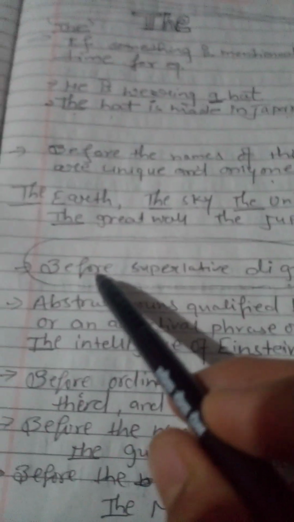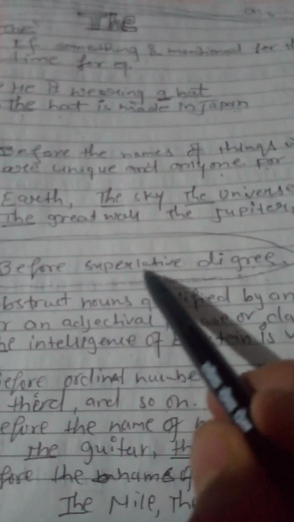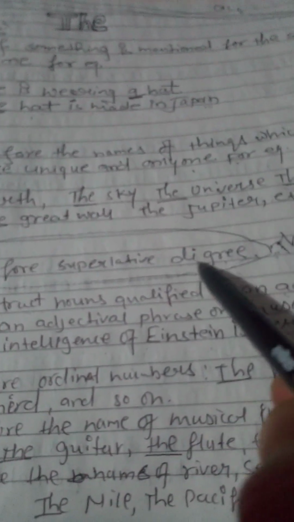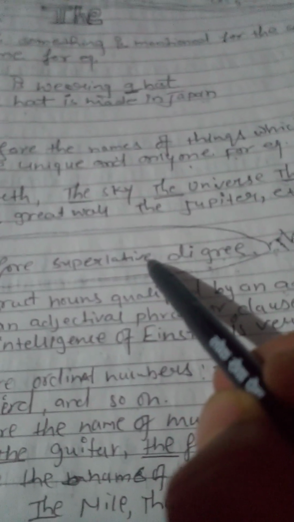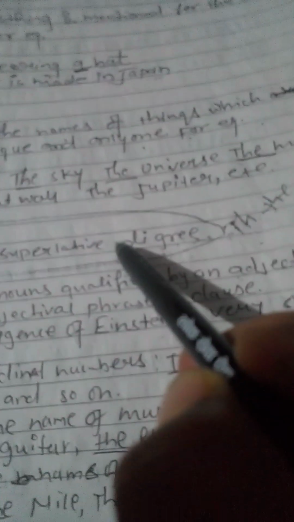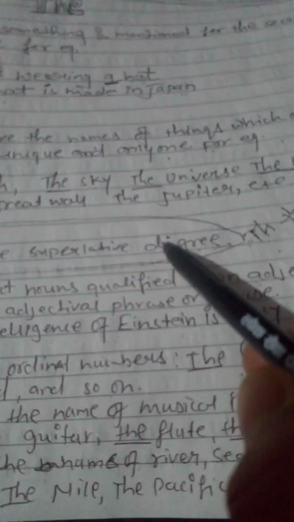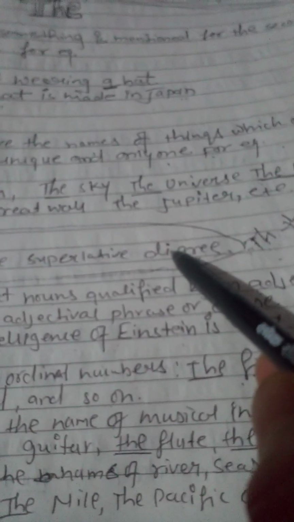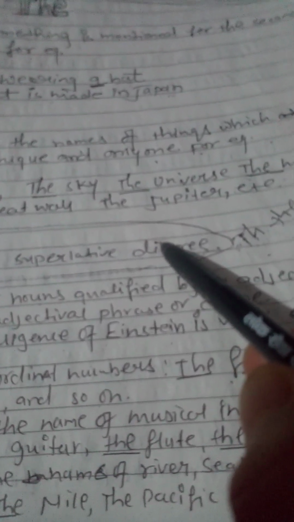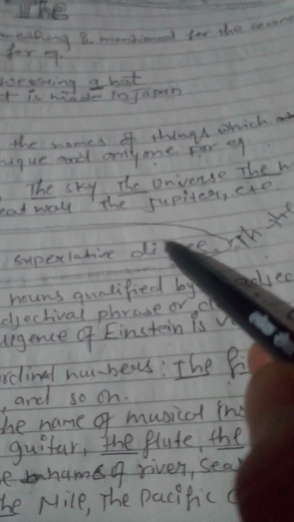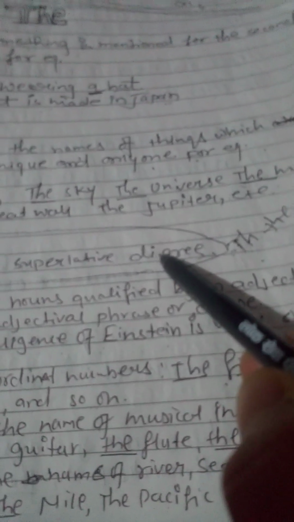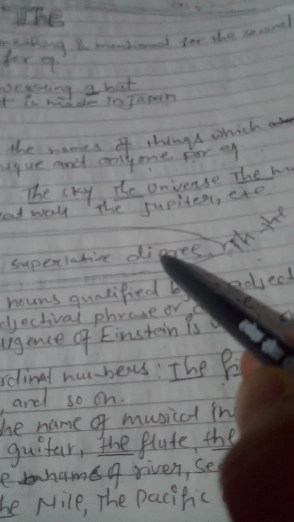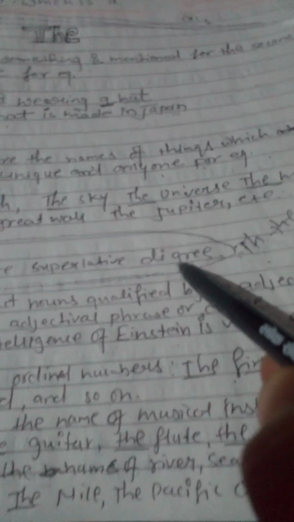Okay, similarly, next one, before the superlative degree. I hope you might have heard about this, you might have learned about this in your school as well. So I don't think I have to elaborate it more. A superlative form means, for example, the most, because most is the superlative form of more. So before the most, we always use the, right? Similarly, the coldest, the highest, and so on.